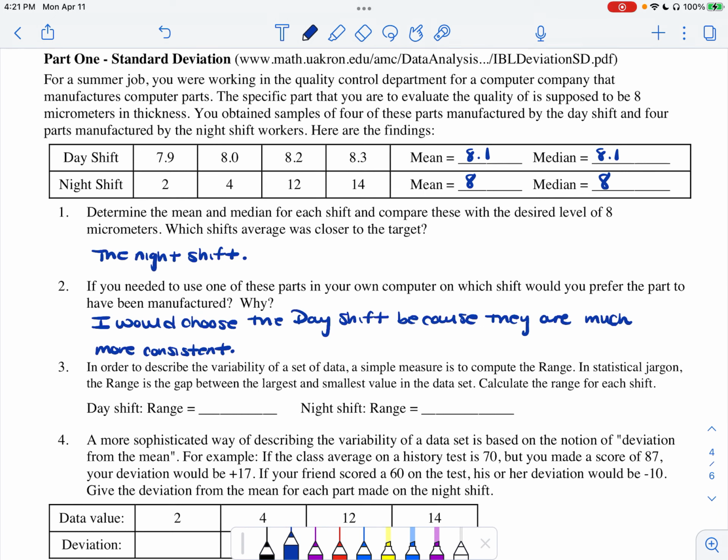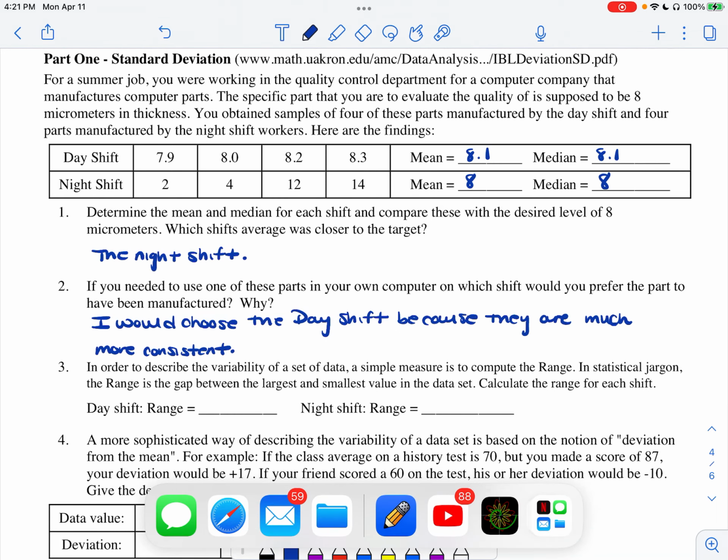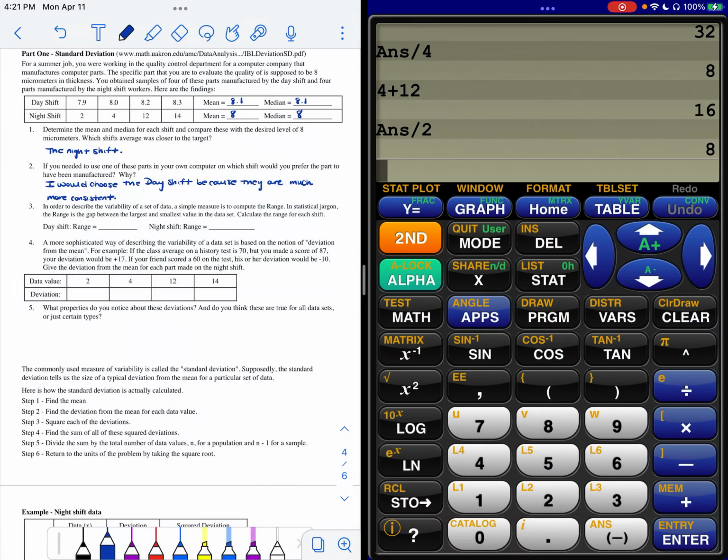Okay. All right, so number 3 says, in order to describe the variability of a set of data, a simple measure is to compute the range. Okay, so in statistical jargon, the range is the gap between the largest and the smallest value in the data set. So basically just subtracting the biggest number minus the smallest number. You want to pull your calculator back out.